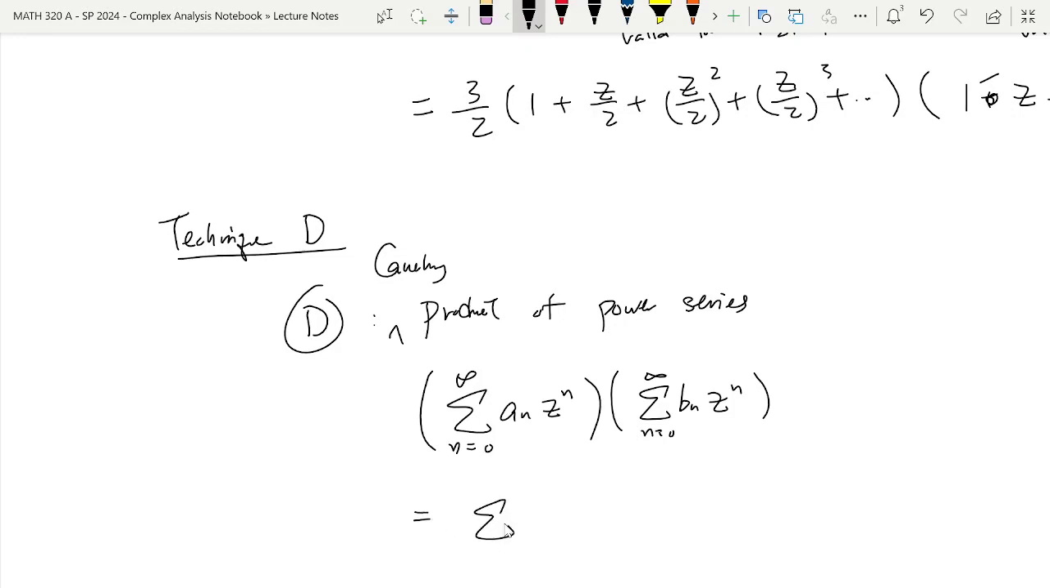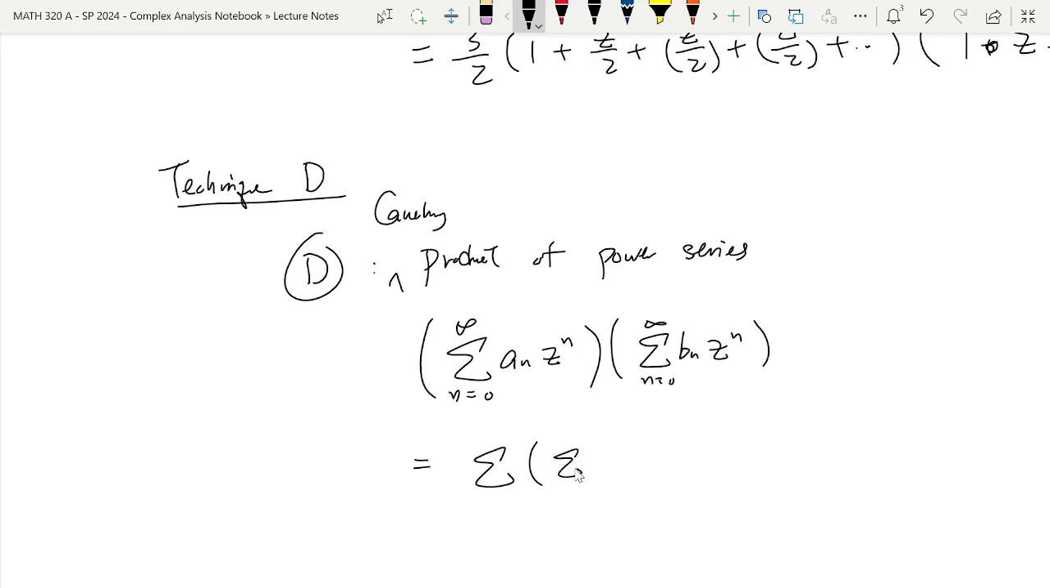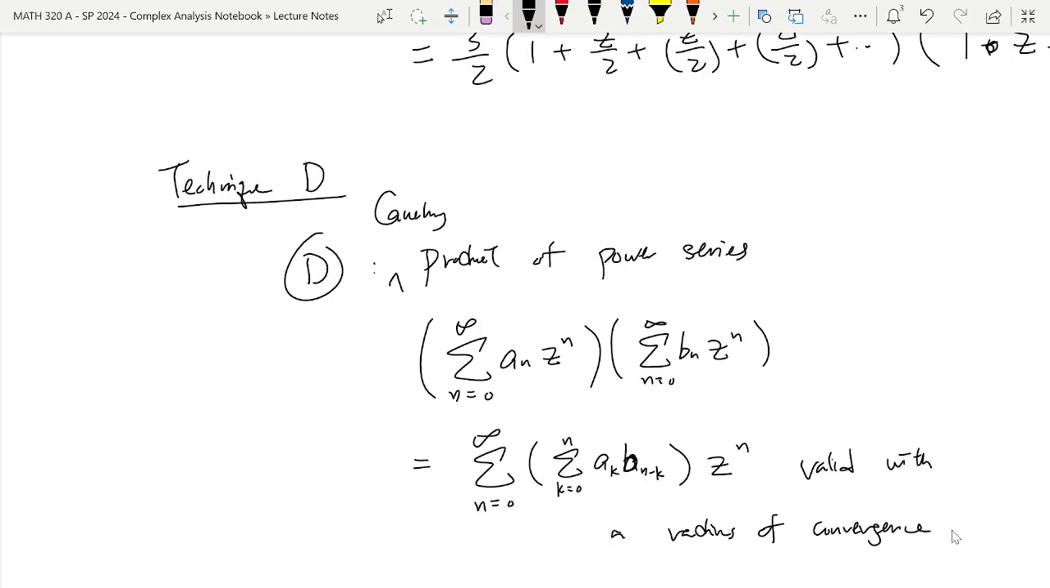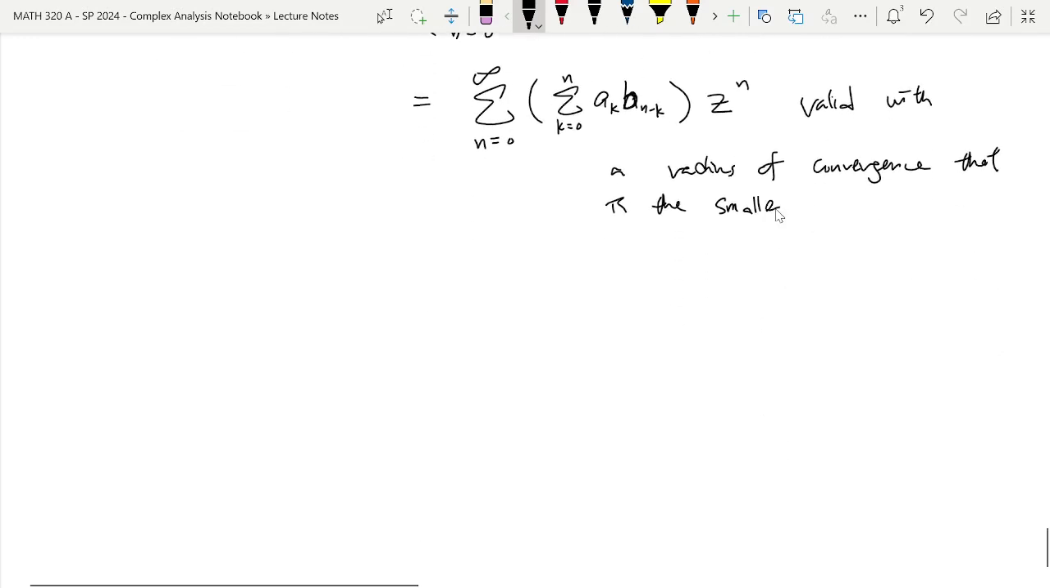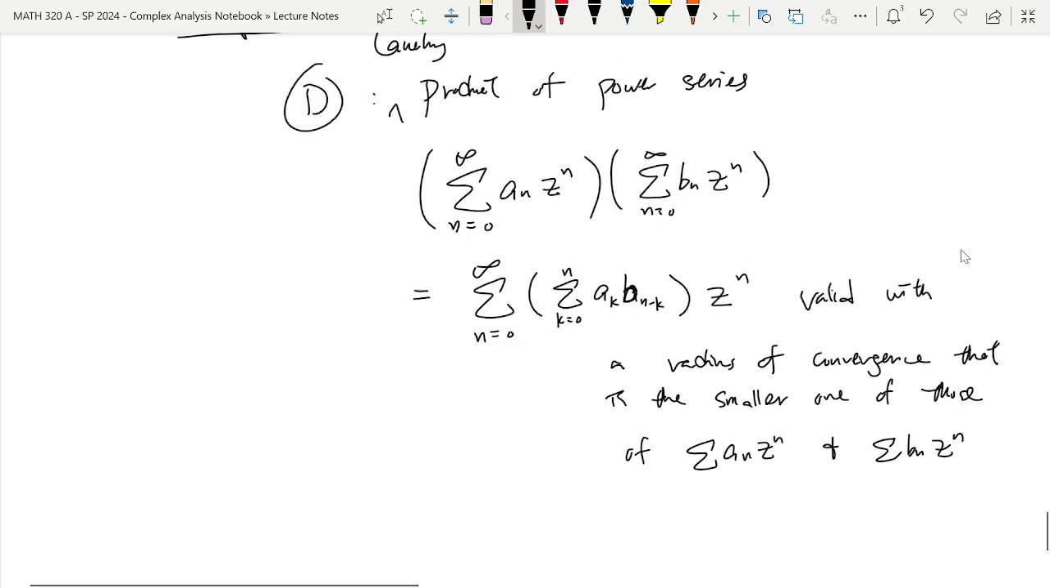Okay, but the form of it is ugly. So, okay, valid with a radius of convergence that is the smaller one of those of the two original series. Okay, so that's the next technique.